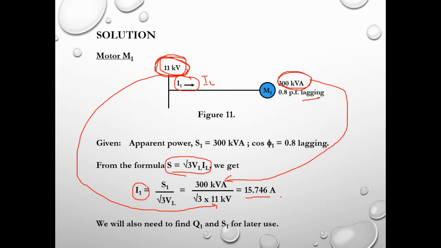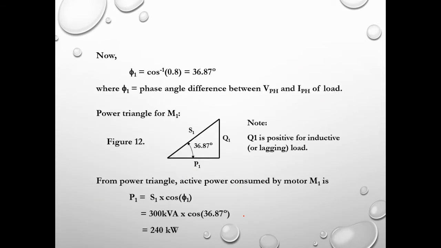and I1 gives the value of 15.746 ampere. By the way, we will also need to find P1 and Q1 for later use. Even though we are done with I1 or IL over here, we still need to find the values of P1 and Q1 for later use. Okay, so we'll see how.